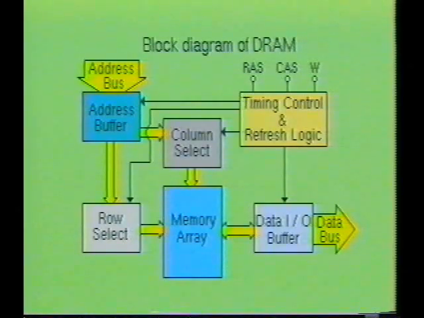Here you see a block diagram of the internal structure of a dynamic RAM device. Actually, it looks quite similar to the other memory devices already discussed. The primary difference in this device is its timing control and refresh logic control section. Notice there are 3 control inputs in this section. One is labeled RAS for row address strobe. One is labeled CAS for column address strobe. And the third is labeled W for Write Enable.